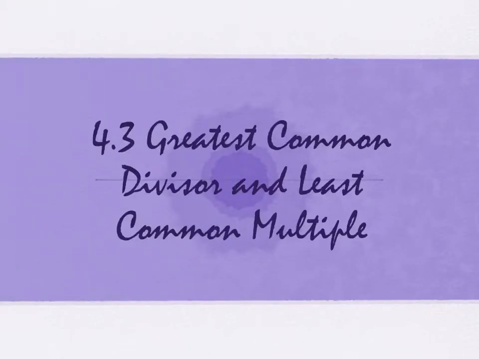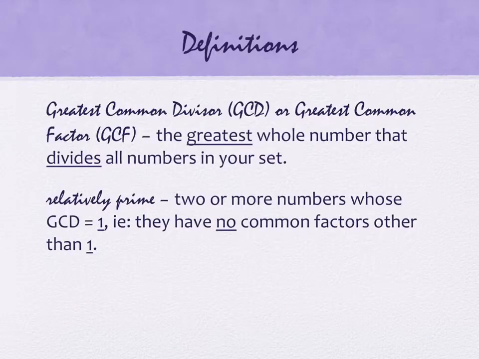Today we're going to take a look at section 4.3, which is greatest common divisors and least common multiples, but we're going to do the divisor part today. We'll do the multiples part next class period. So to start with, we're going to define what a greatest common divisor is.